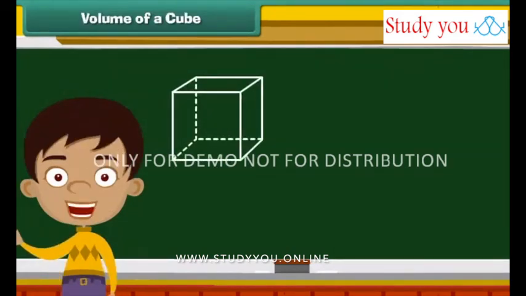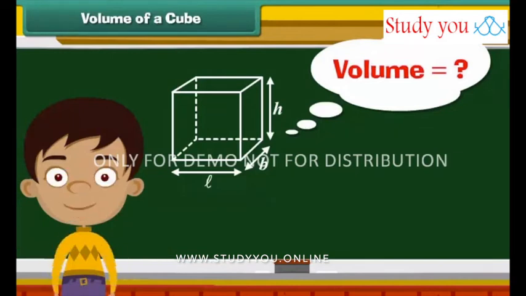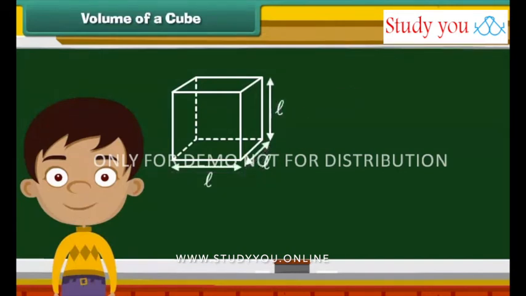See, this is a cube having three dimensions: length, height, and width. It is like an empty box and has 6 equal square sides of the same size. How will you measure its volume? Think. First, consider this square with each side with the length L.